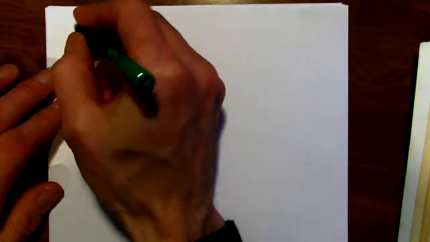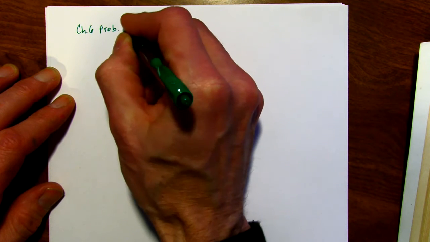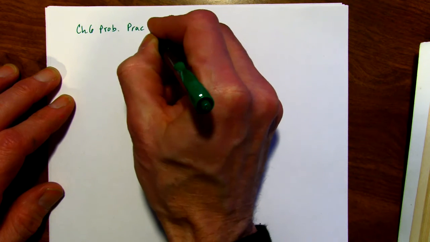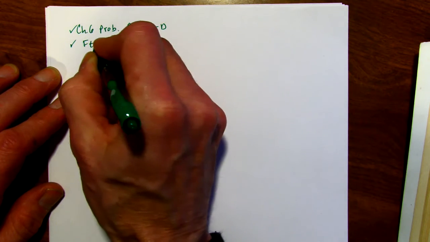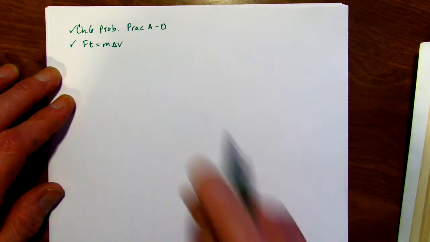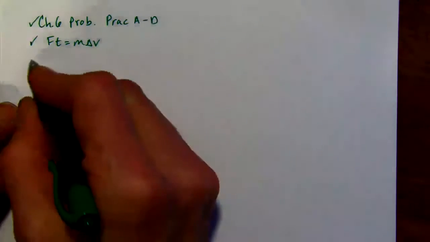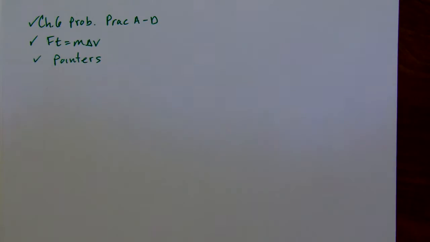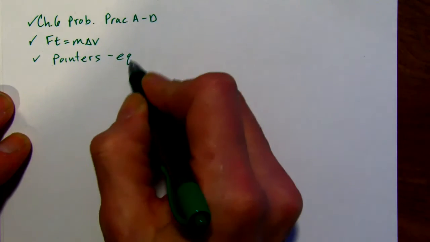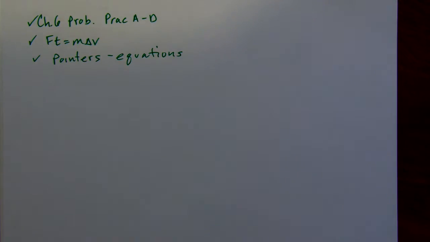This is an introduction to the Chapter 6 problems, practices A through D, and it's also going to be a walk through the concept of the impulse equation. I want to make sure that you understand what we're doing here, and the goal of this is to give you pointers as you work on the sample problems, and I'll also give you some equations that you should consider. That way you don't get frustrated and you don't get stuck.